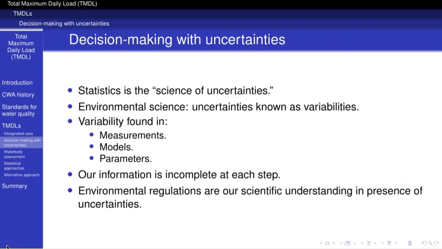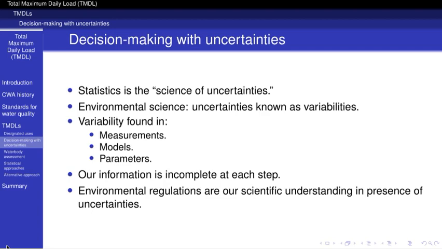Statistics is the science of uncertainties, and it offers a coherent and mathematically robust approach to identifying and quantifying sources of uncertainties. In common use, uncertainty is expressed as variability. Total variability is the sum of variability due to measurement, using a model of how the world works, and parameters that control the measurement and model variability.